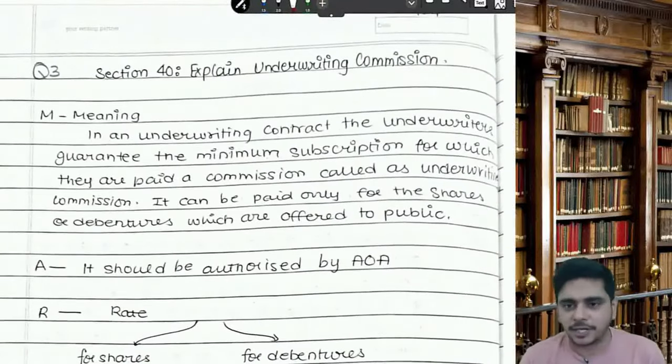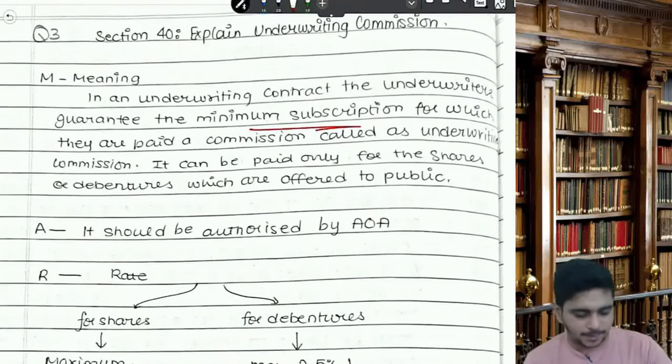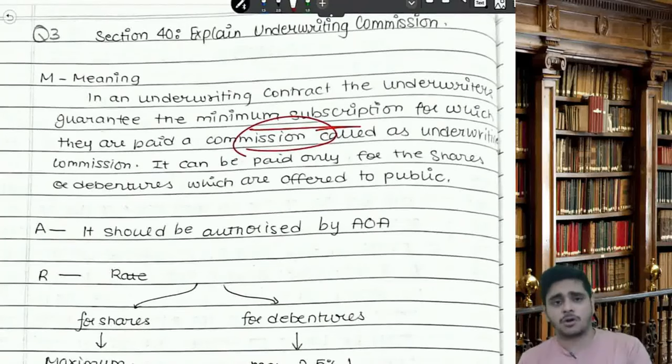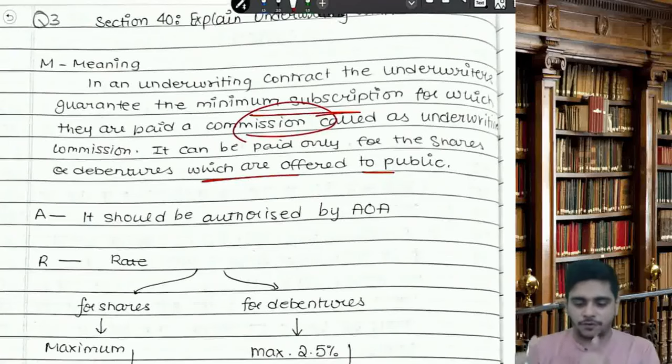Section 40, underwriting commission. Again, it's a repetitive question. In an underwriting contract, the underwriters guarantee the minimum subscription for which they are paid a commission, which is called underwriting commission. Now, it can be paid only for the shares or debentures which are offered to public.